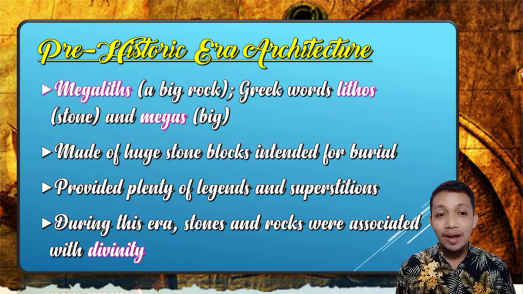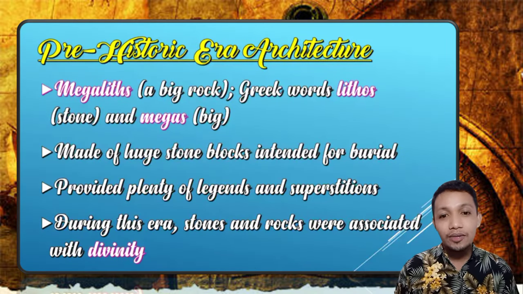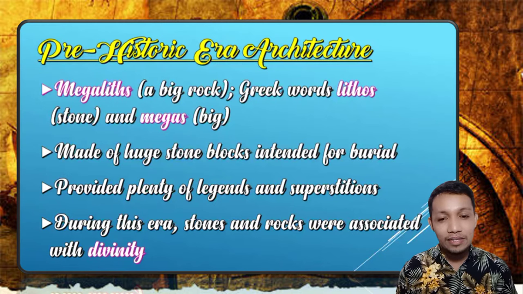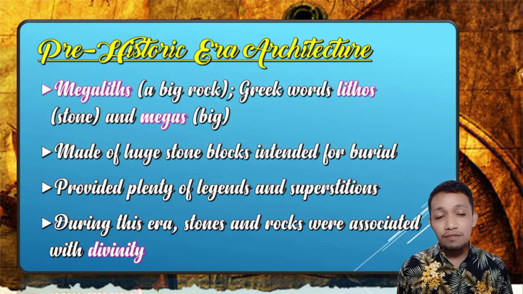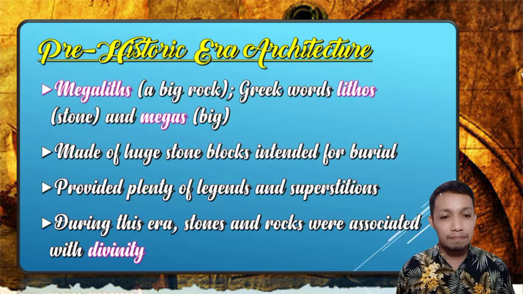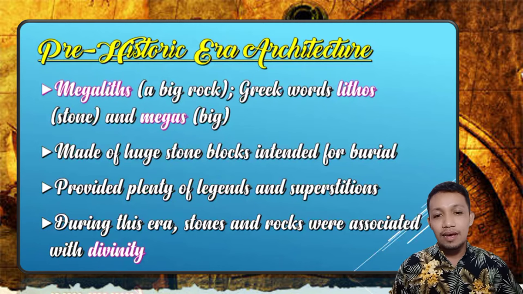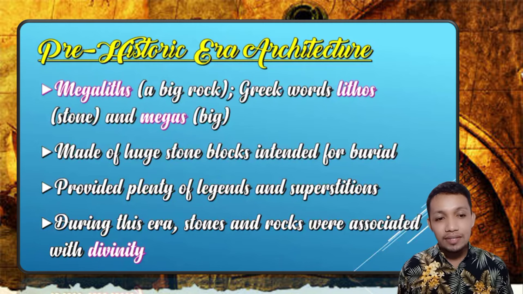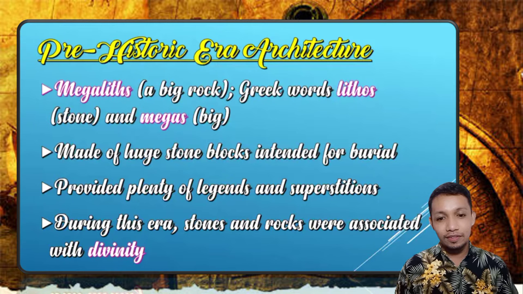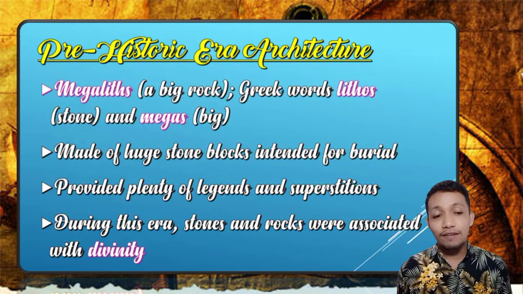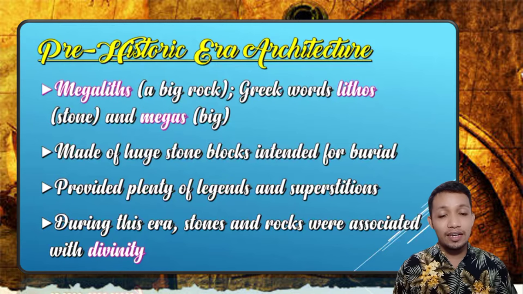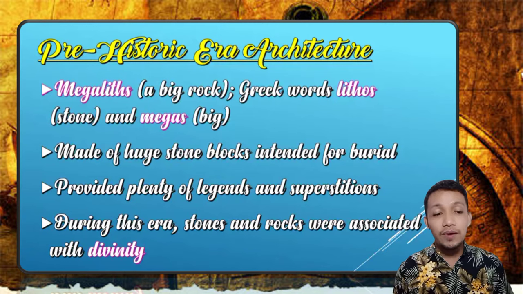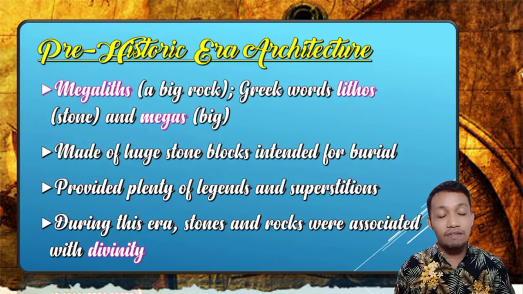Now let's proceed to prehistoric era architecture. Here are its characteristics. These are based on megaliths, or a big rock. This word comes from the Greek words lithos, meaning stone, and megas, meaning big. It is made of huge stone blocks intended for burial. It provided plenty of legends and superstitions, and during this era, stones and rocks were associated with divinity.